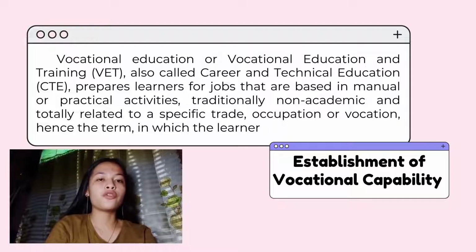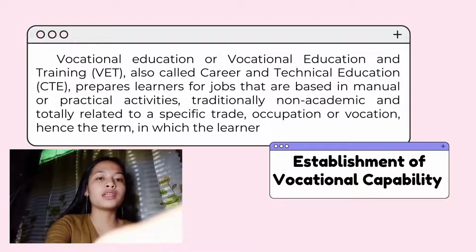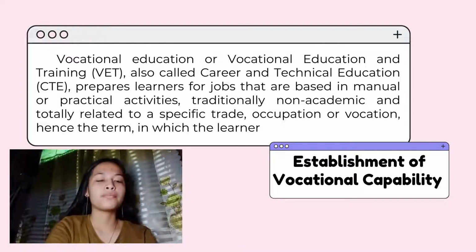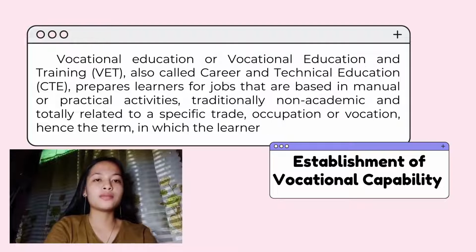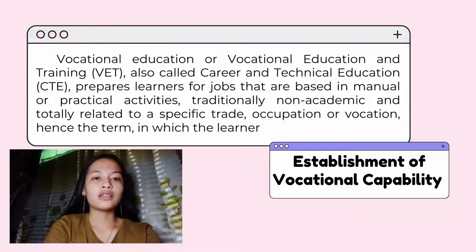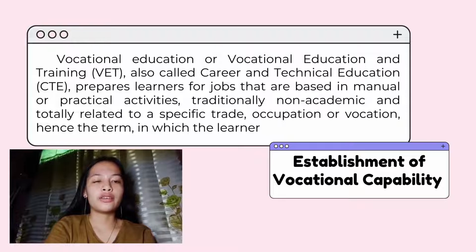The types of vocational education: hairstyling, fashion designing, makeup artistry, event planning, electrical repairs, home cleaning, and arts and crafts.